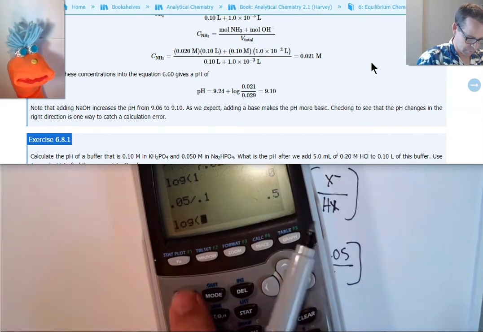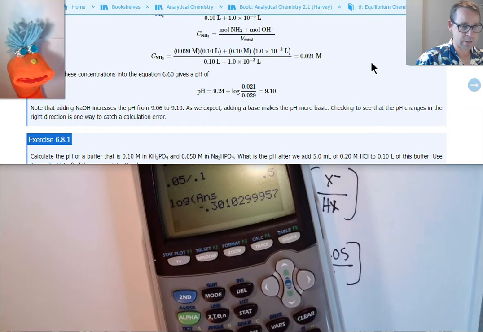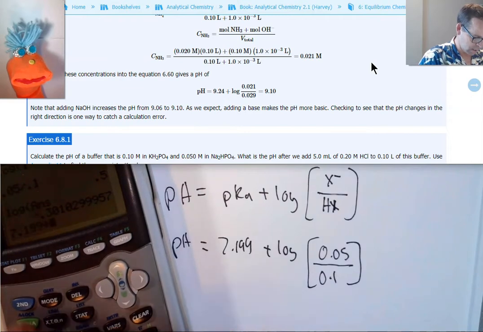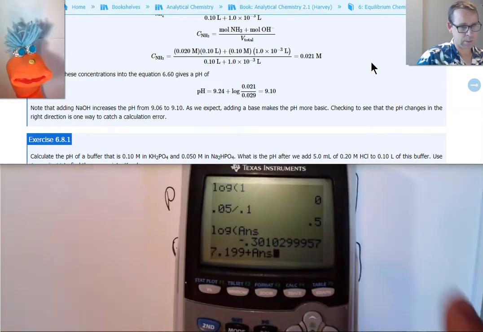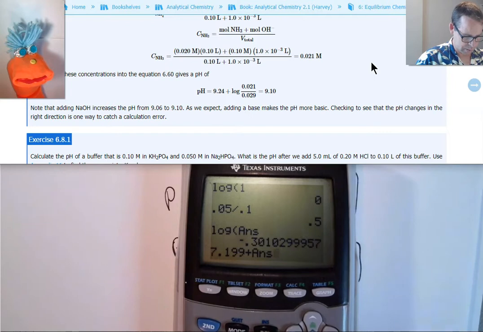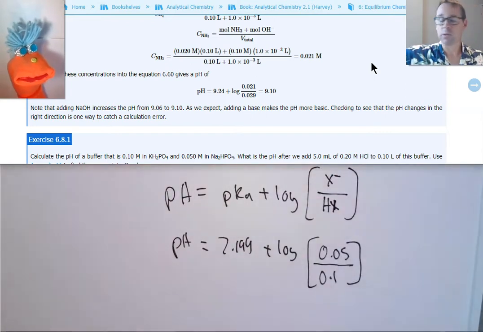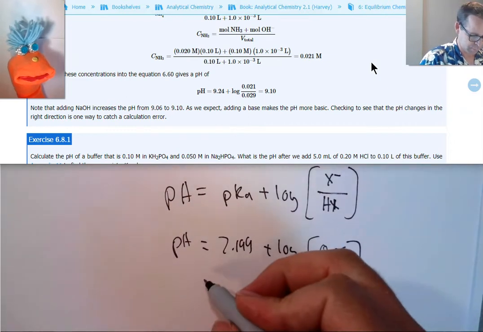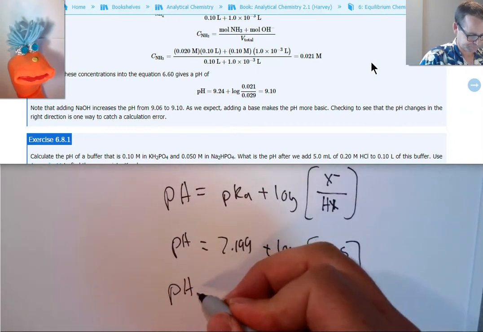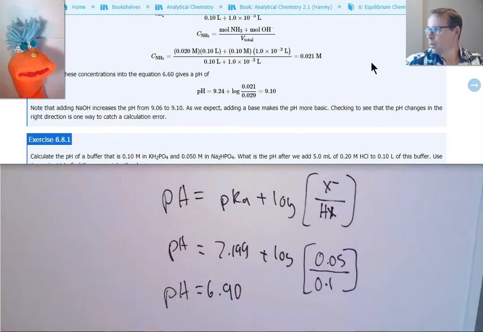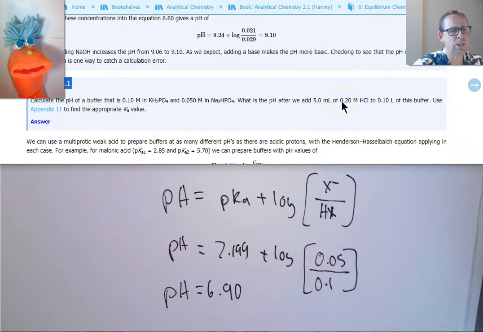So I take the log of 0.5, and that's the shift that's going to occur. So the pKa is 7.199, and then I add it to this value that I've solved there, so the pH is going to go down to 6.90 or 6.9. Okay. Very good. So that is the pH of our buffer.